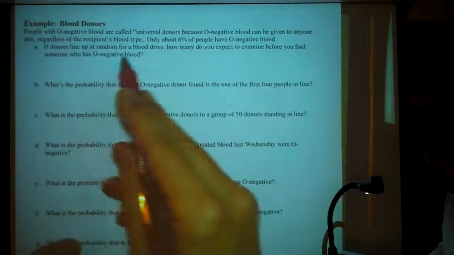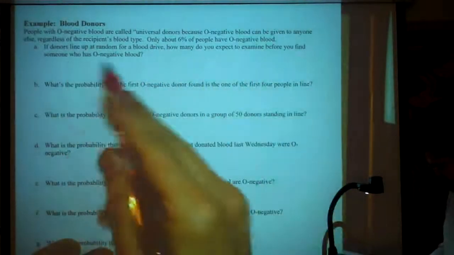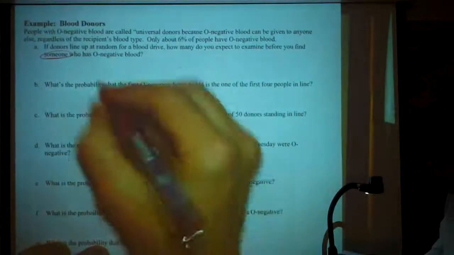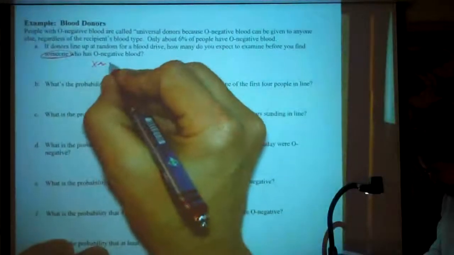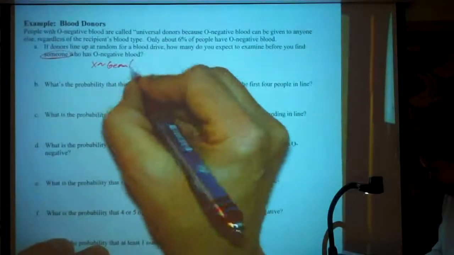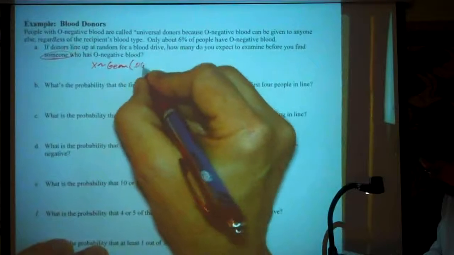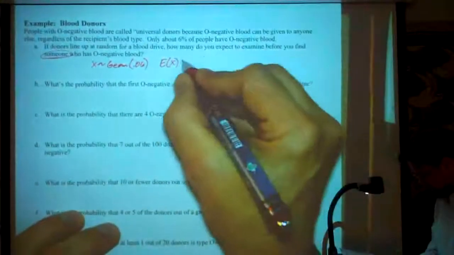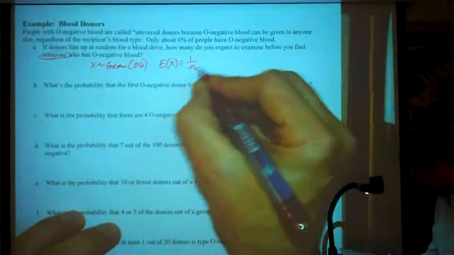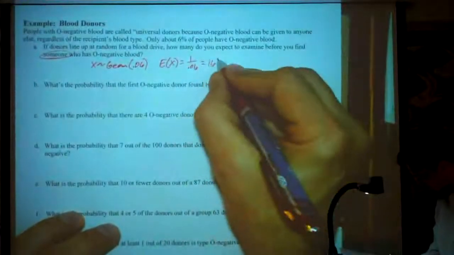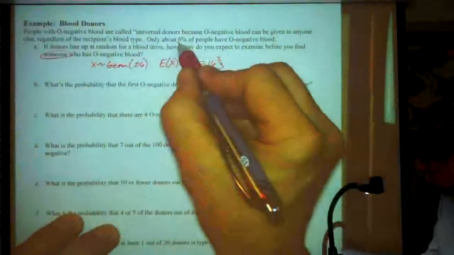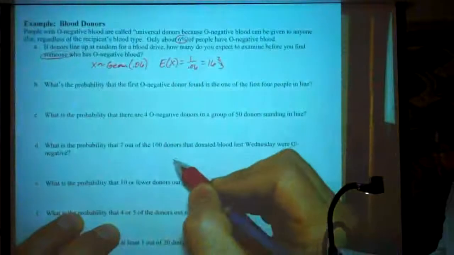So, if donors line up at random for a blood drive, how many do you expect to examine before you find someone, also known as the first one, who has O negative blood? That's going to be a geometric random variable with a success ratio of 0.06. And what we would need to do is find the expected value of x. And that's going to be 1 over 0.06, also known as 16 2/3. Okay? Don't get confused and think it's 0.6. This is 6%, which is 0.06.